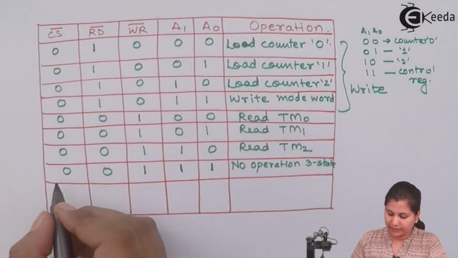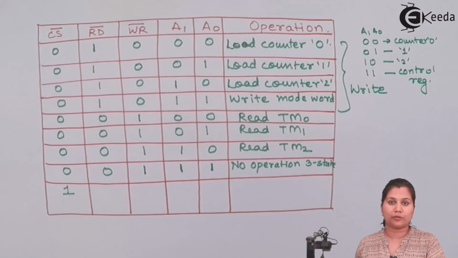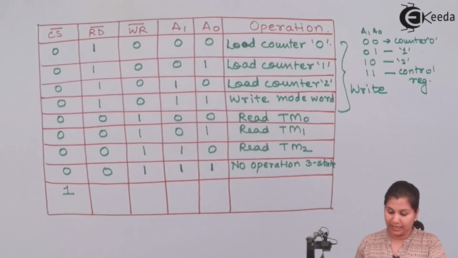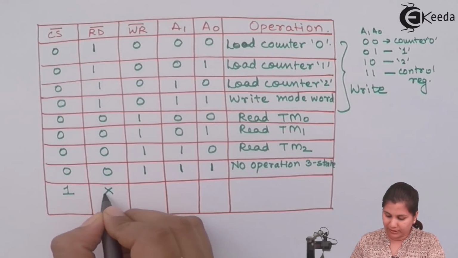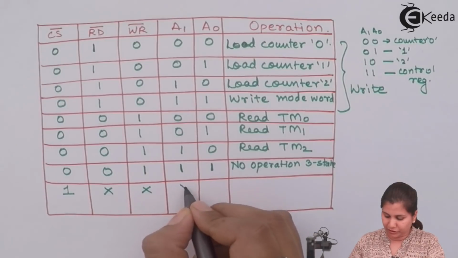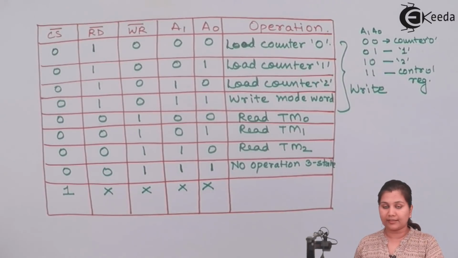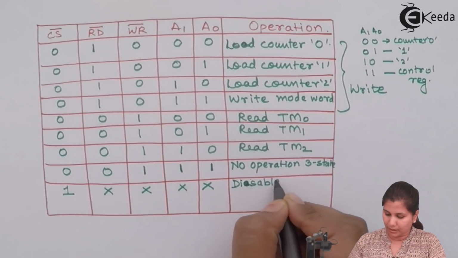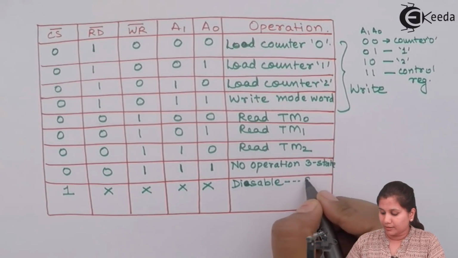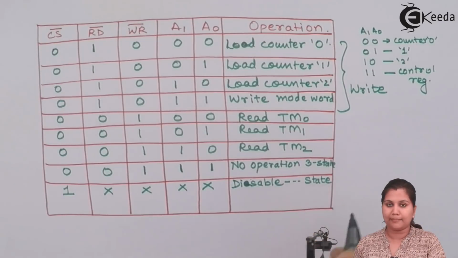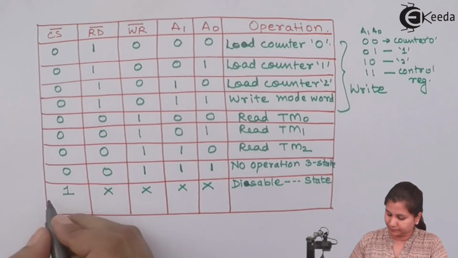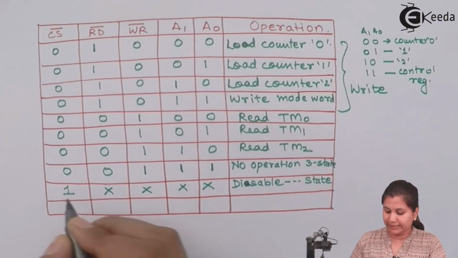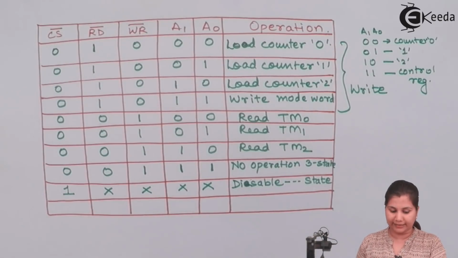Now next, if the chip select signal is 1, it means that the chip 8253 is not selected, and whatever will be the value of read, write, A1, A0, the chip is not selected. So we can say that the operation is that the chip is disabled, and the buffer is in the high impedance state, because chip select signal is 1, so the chip is not selected here.